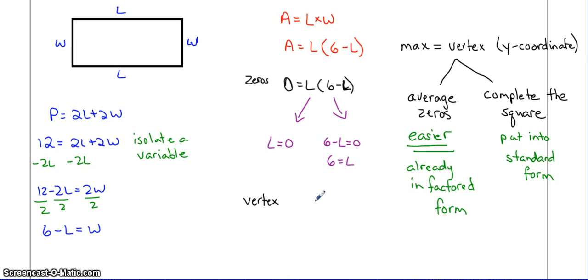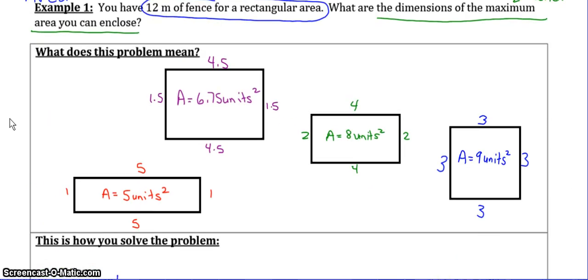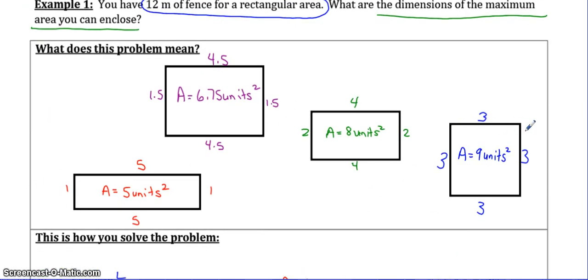Now we would normally use x and y as our vertex, but in this case the independent variable we're using is length instead of x, and the dependent variable is area instead of y. So to find the x-coordinate of the vertex, which is length, you're going to add the two zeros together, divide by 2, and that gives you 3. So that's the length that you should get, which would give you the maximum area, which you can see here when you had a length of 3, that gave us our square with the biggest area.